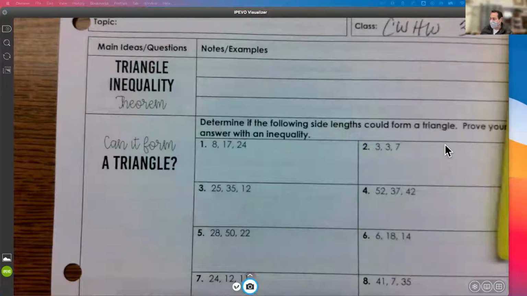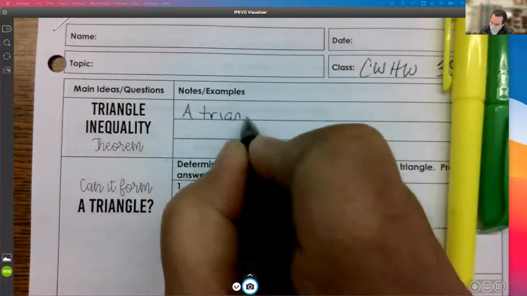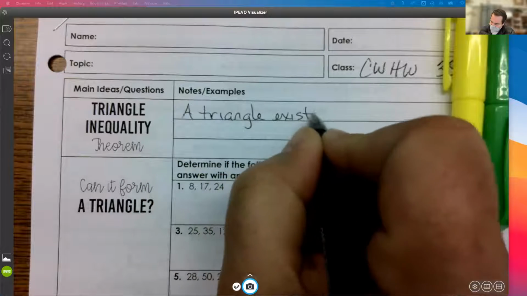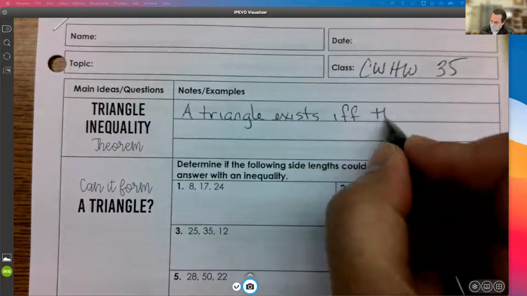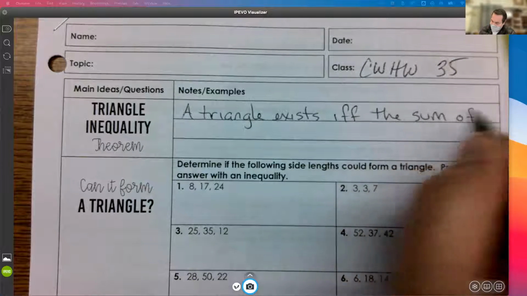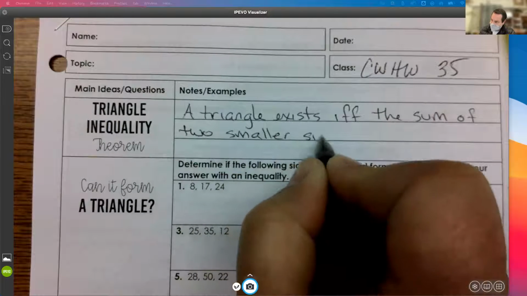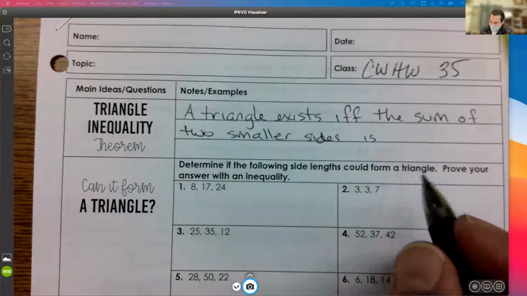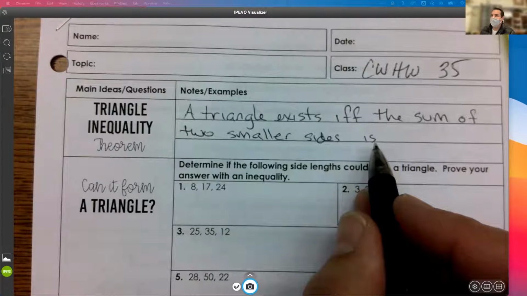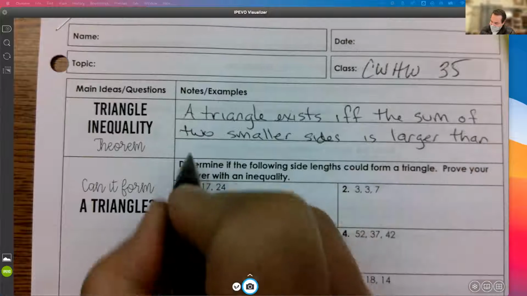So this first rule that we're going to look at here says that a triangle exists if and only if the sum of the two smaller sides is what? The long side? Do you want it to be equal? Bigger than, right, is larger than the largest side.